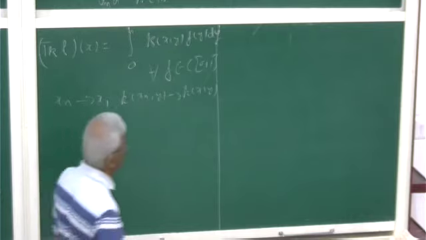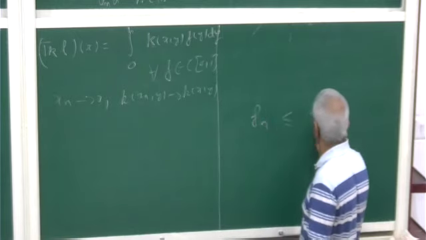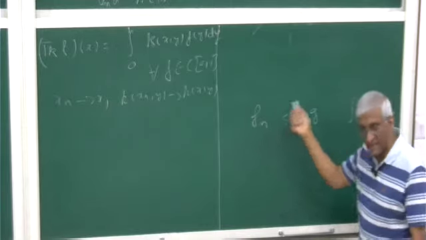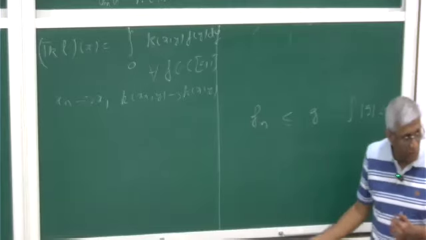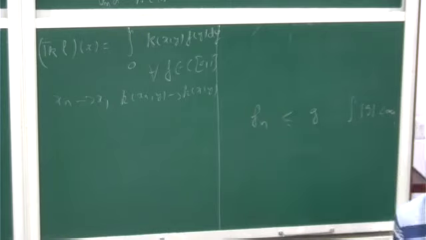If you have some functions fn, all less than some single function g, such that the integral of mod g is finite, then you can take the limit inside. We have already used this several times in the probability course, and we have used it here also for limits and other things.